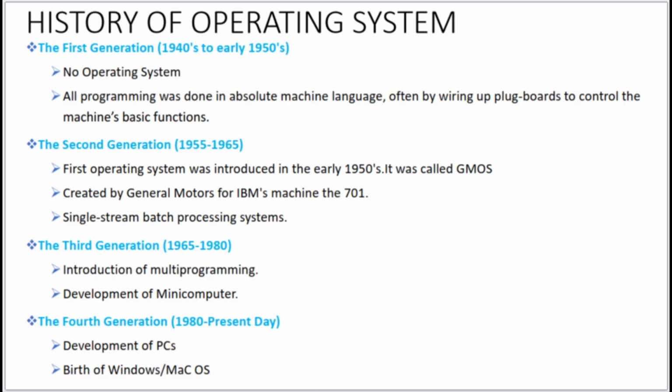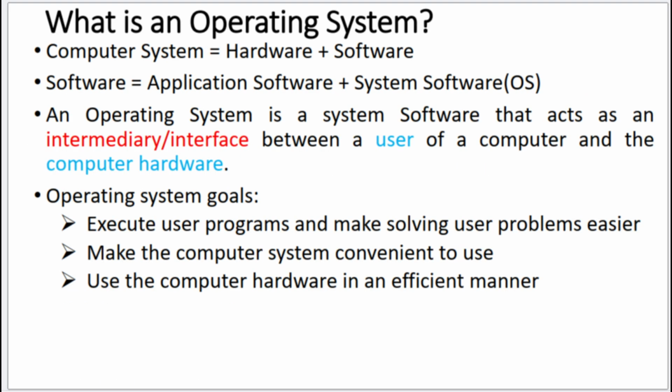The third generation, 1965 to 1980: introduction of multi-programming. Development of mini-computer. The fourth generation, 1980 to present day: development of PCs. Birth of Windows and Mac OS. What is an operating system?